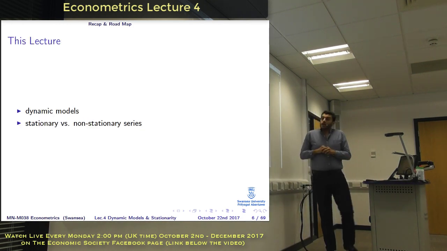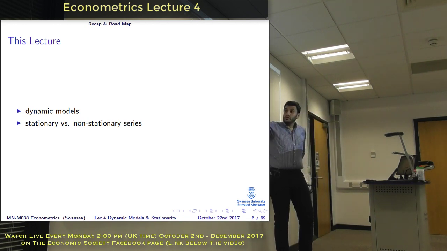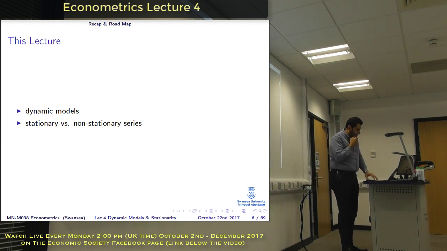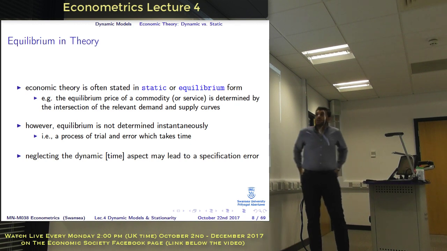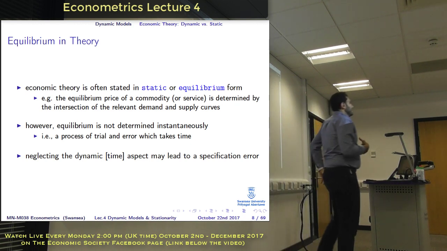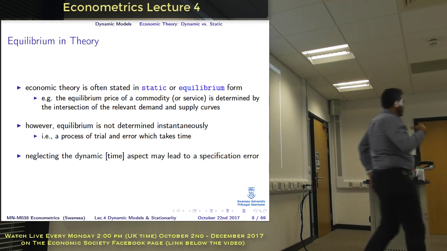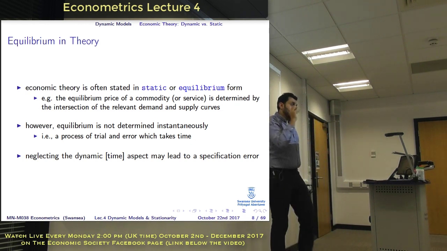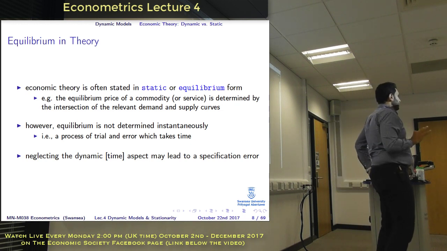Today, as I said, these are the two topics I want to discuss with you: dynamic models, and stationary versus non-stationary series. So we'll start with the economic theory. Economic theory is often stated in static or equilibrium form. When we look at the law of demand, or at the mechanism by which the price of any commodity is determined, we're looking at that point where quantity supplied equals quantity demanded, and that's how the price is determined.